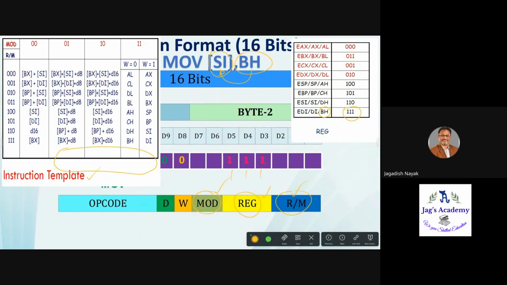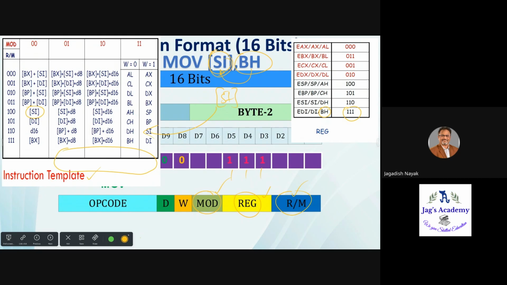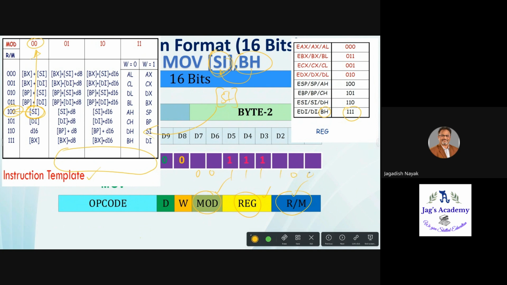Okay. Now, can you find something like this, SI within the square bracket, in the table? Where can you find it? Can you tell me? Within the square bracket, only SI. Can you find it here, right? Yes or no? You can find it here. What is the corresponding mode bit? What is the corresponding R by M bit? Try to find out the corresponding mode bit and R by M bit. You fix it here. Mode bit is 0 0 and R by M bit is 1 0 0. Check.